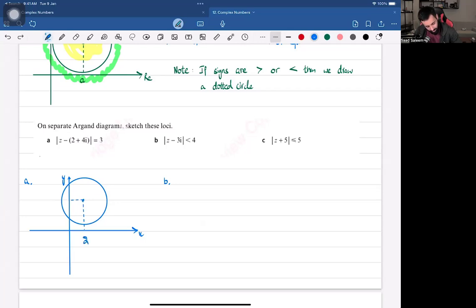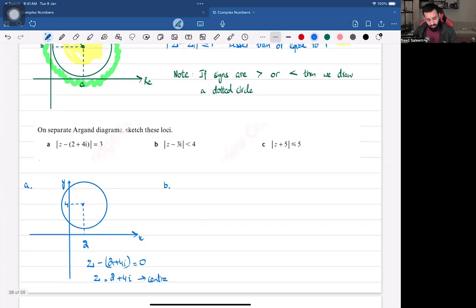So think of it this way, that you have |z - (2 + 4i)|. Imagine that whatever is inside the modulus is equal to 0. Then if you make z the subject, z would be equal to 2 + 4i, and this is your center. Now in part B, you have a minus sign after z. That means whatever you have after it is the center of the circle. Or you can equate it to 0, solve for z, and you will have your center in that case as well.